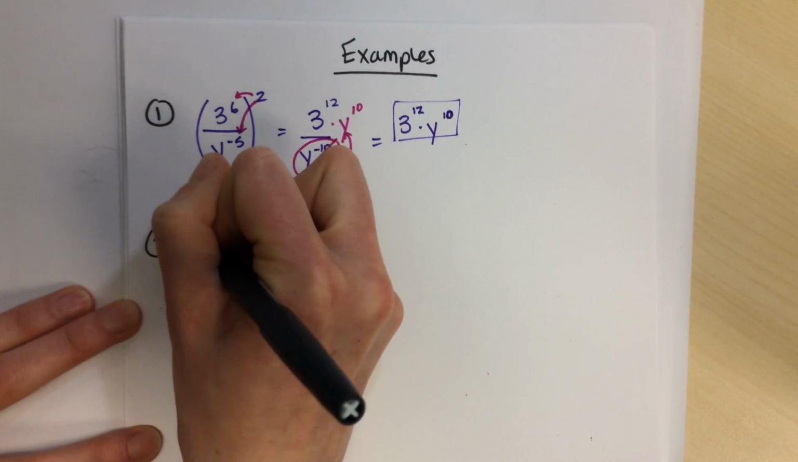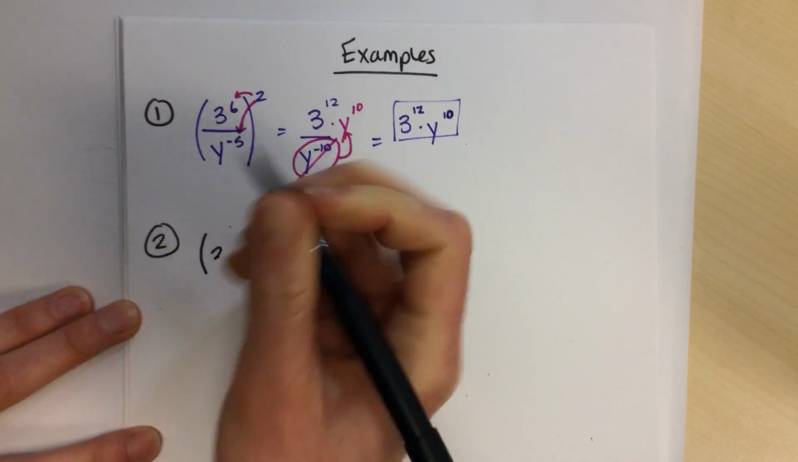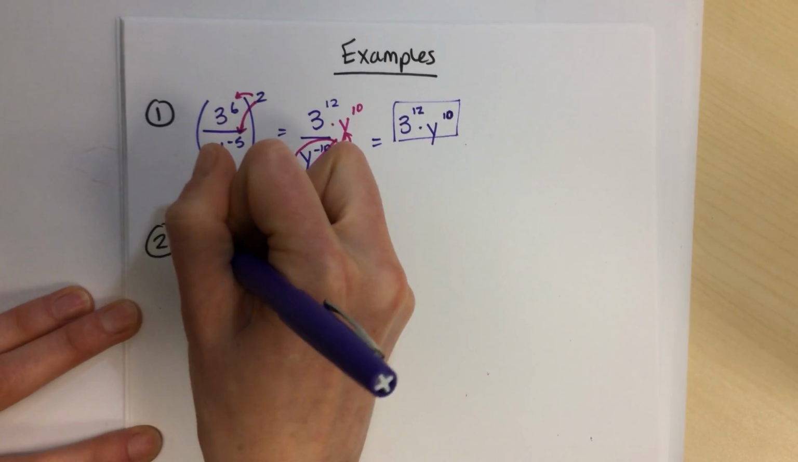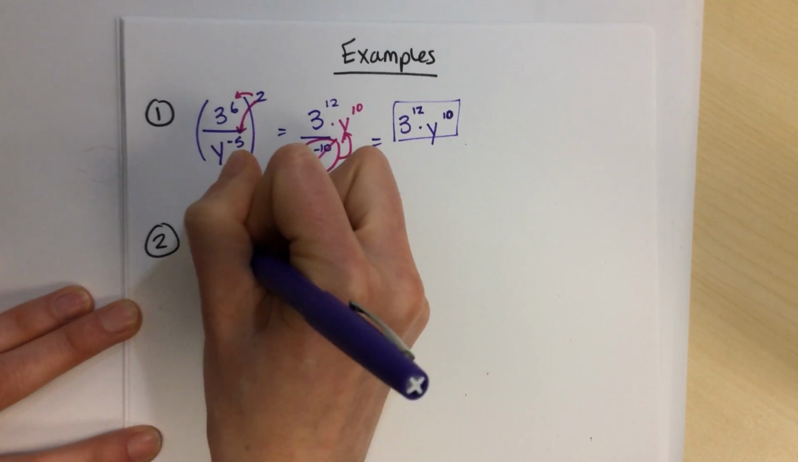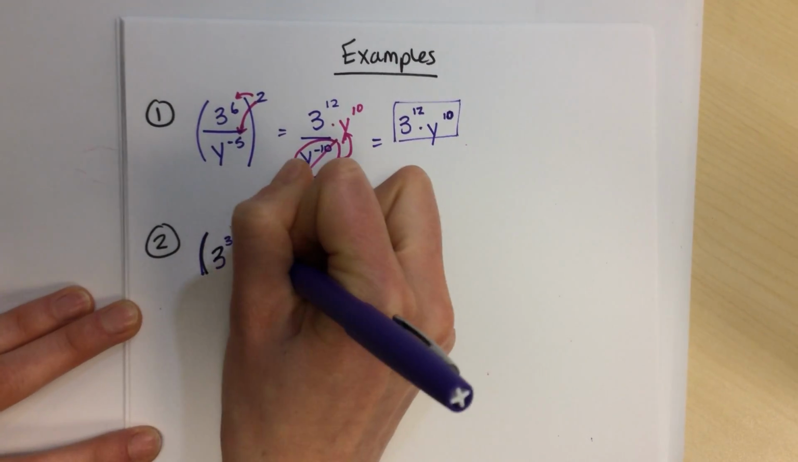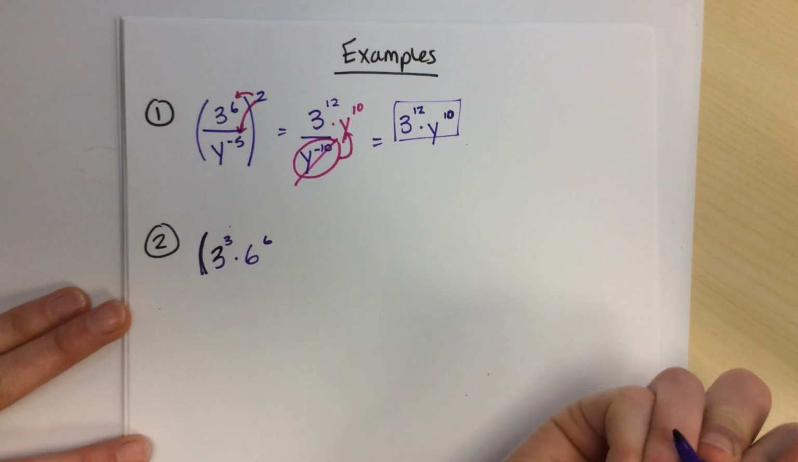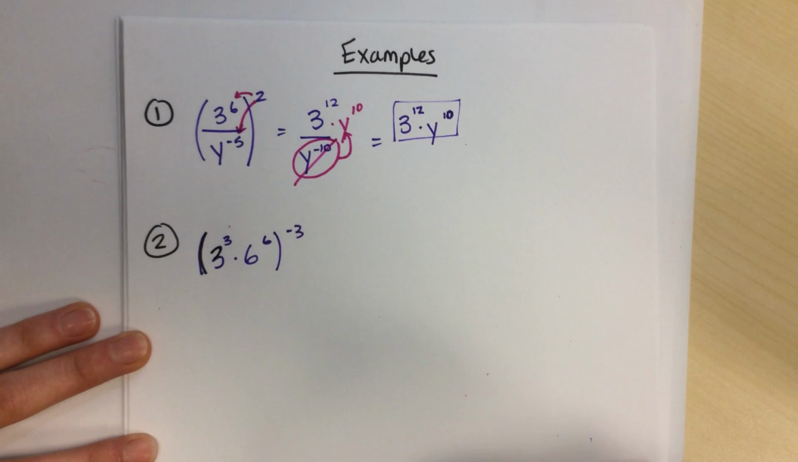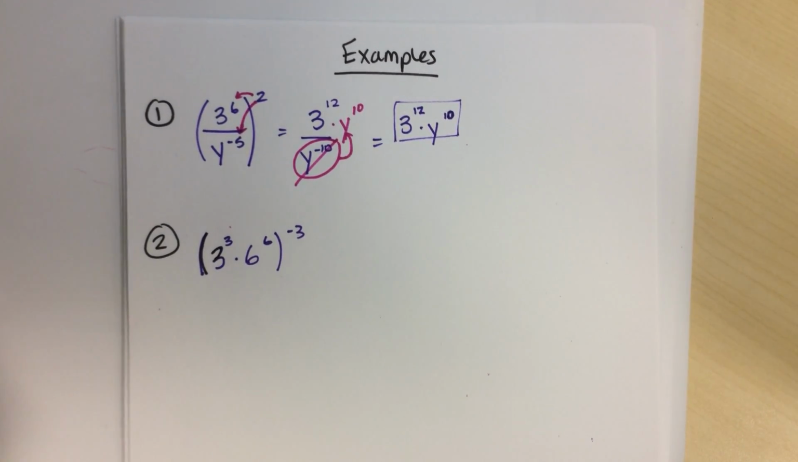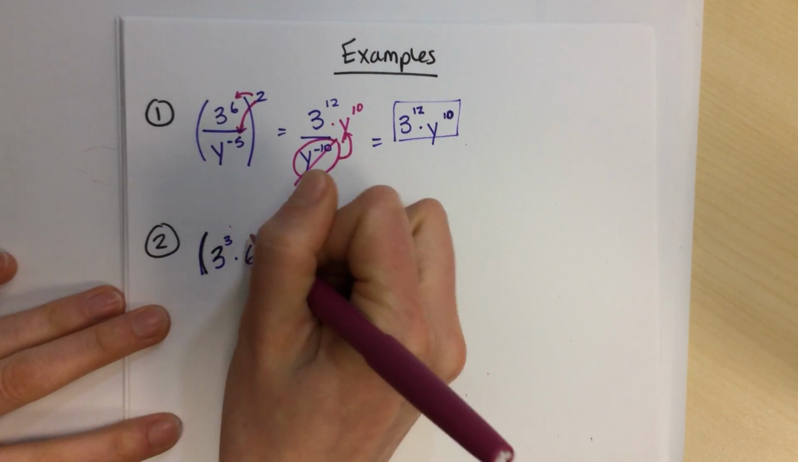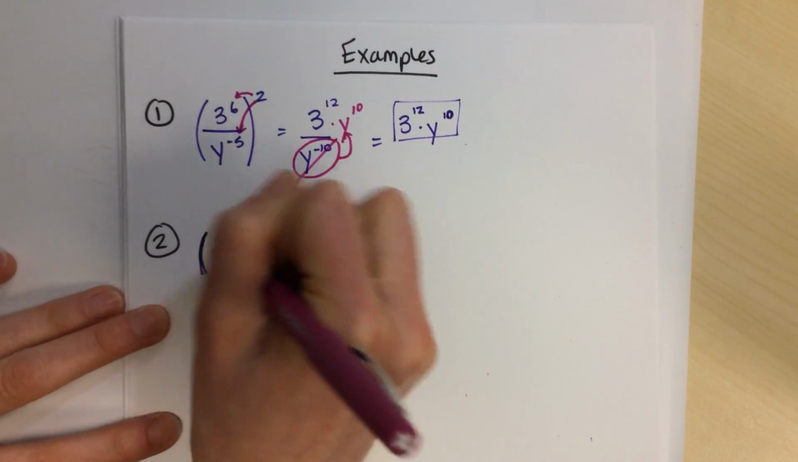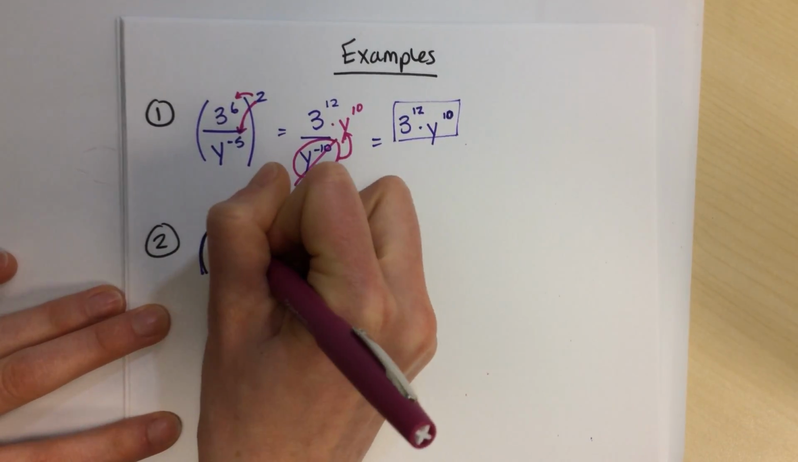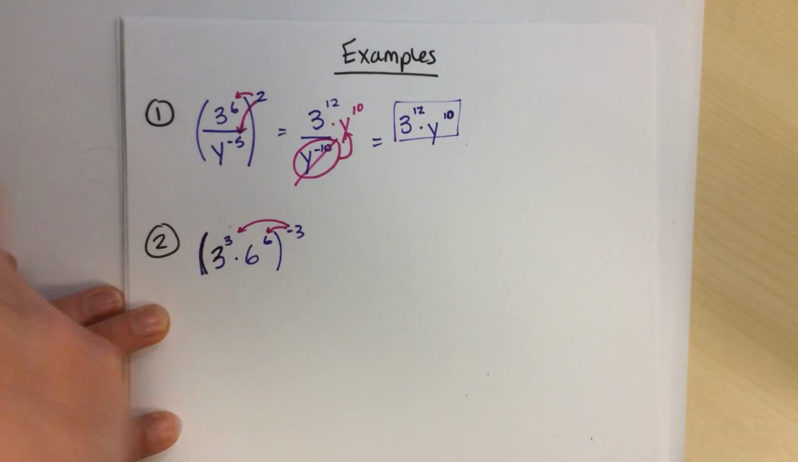All right, second example from Khan Academy. We've got just a multiplication: 3 to the 3rd times 6 to the 6th, raised to the negative 3. Again, you can pause the video, see if you can do it on your own. We've got an exponent on top of two exponents, and there's multiple stuff inside the parentheses, so we have to make sure we distribute that 3 to both exponents.